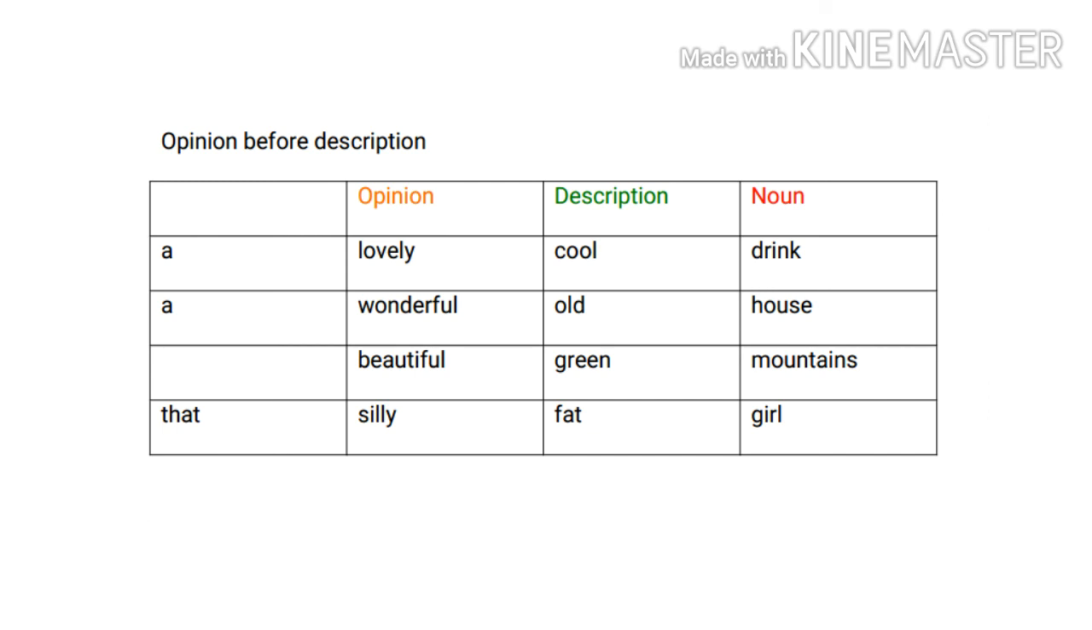Opinion before description. A lovely cool thing, a wonderful old house, beautiful green mountains, that silly fat girl. So here in all these expressions, the adjectives that express our opinion must come before the adjectives of description. So this point you need to keep in your mind. It's a very important point.